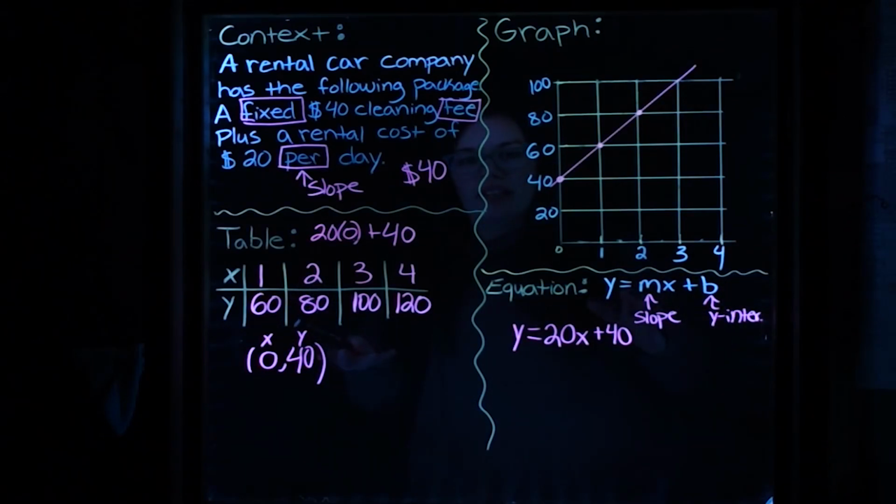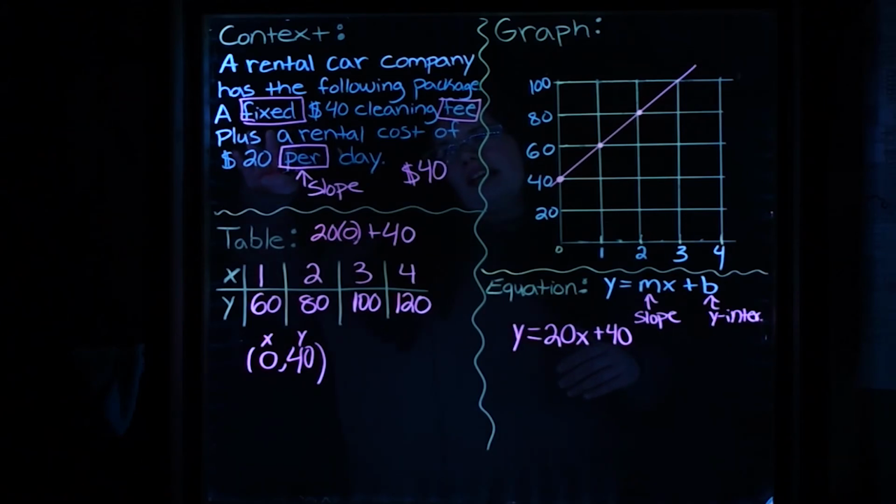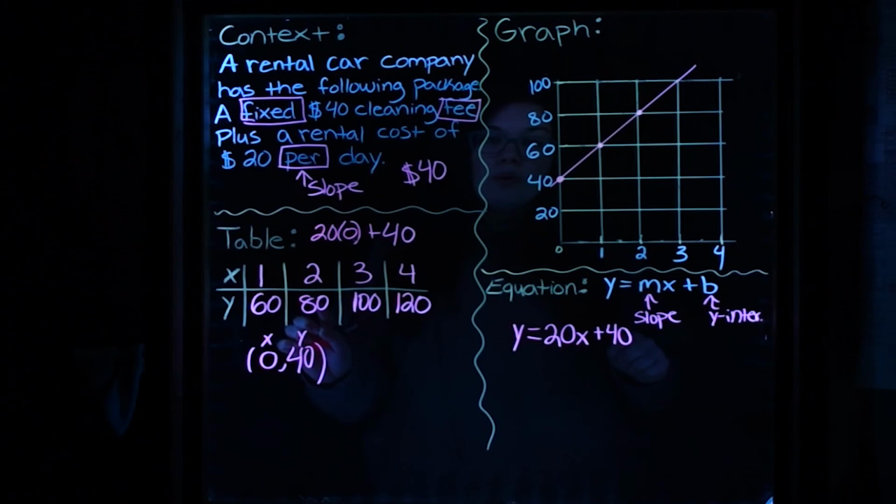Let's quickly look back at how to identify the y-intercept in each thing. In the context, it's going to be anything that says a fixed fee. In the table, it's going to be wherever the 0 is. Whatever 0 is for x, your y is then your y-intercept. On your graph, whatever hits that y-axis is your y-intercept. In your equation, whatever is in the b spot is your y-intercept.